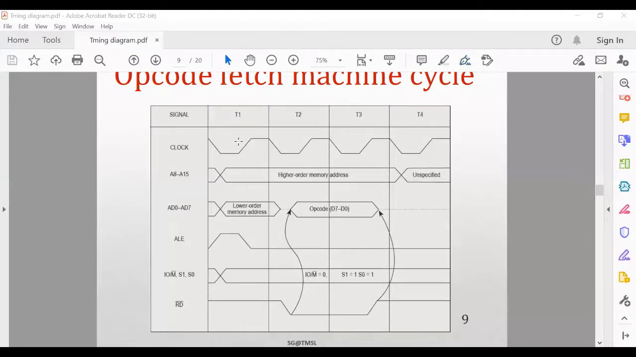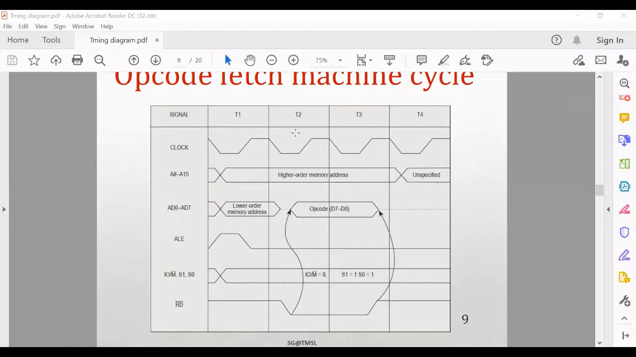So at the T1 T state the address will be transferred. At T2 and T3 T states, the actual read content must be read by the processor, and at the T4 T state, the decode and execution operation is performed. Clear? So that is the opcode fetch machine cycle.